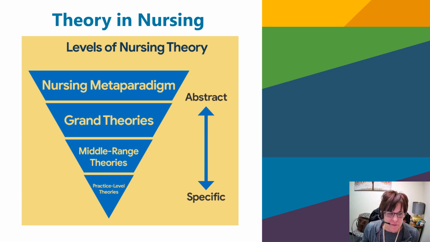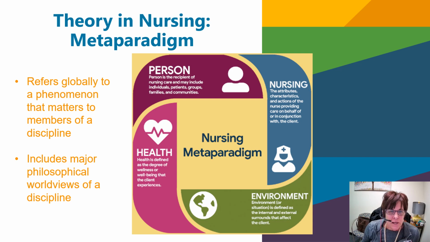So if you can think of how this is, up here, the nursing meta paradigms are very, very abstract. Your grand theories, middle range theories, and practice level theories are very abstract. So you can see it goes from being very specific to very, very abstract. The purpose of a meta paradigm is to summarize the intellectual and social missions of the discipline, as well as place boundaries on the subject matter that is contained.